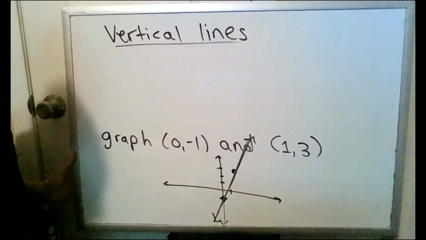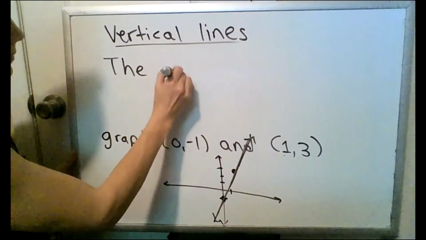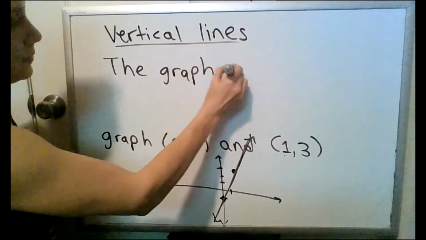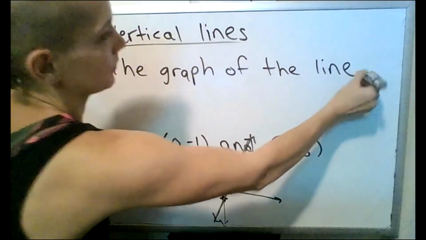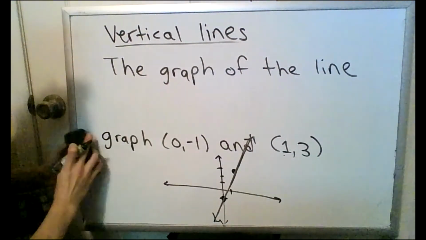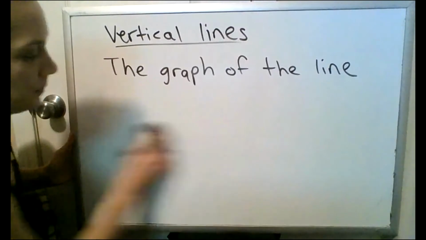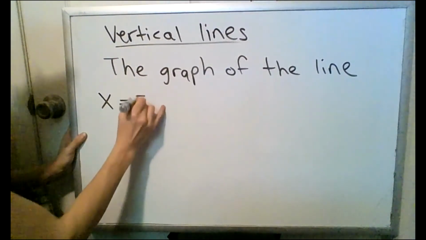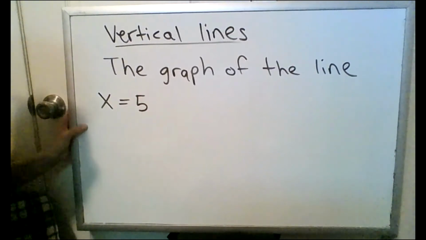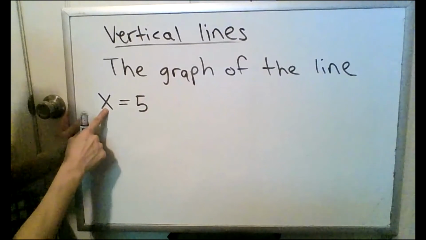So the graph of the line x equals some number, but we're going to pick a specific number. I picked x equal to 5. So this graph is the set of all points whose x value is 5.